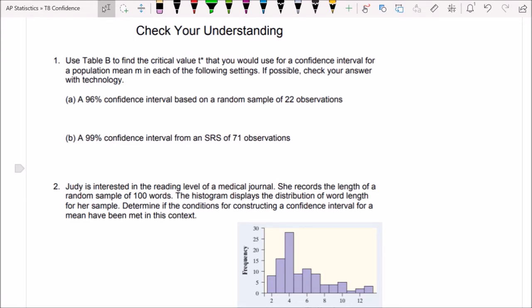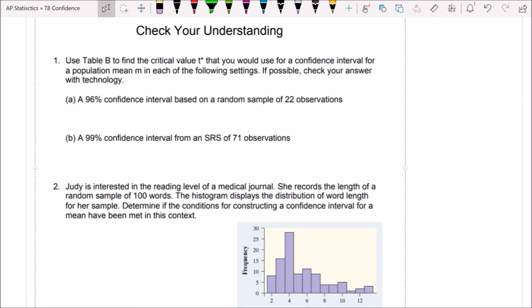All right, use table B to find a critical value, t-star, that you would use for a confidence interval for a population mean M. They're calling the population mean M. That's interesting, not mu. In each of the following settings, if possible, check your answer with technology. We're going to straight up find our answer with technology on these guys. Okay, so let's start with the first one. A 96% confidence interval based on a random sample of 22 observations.